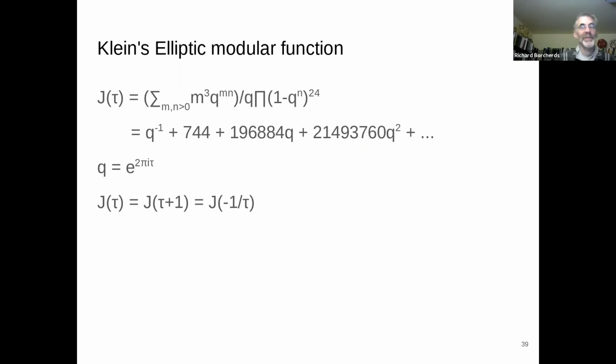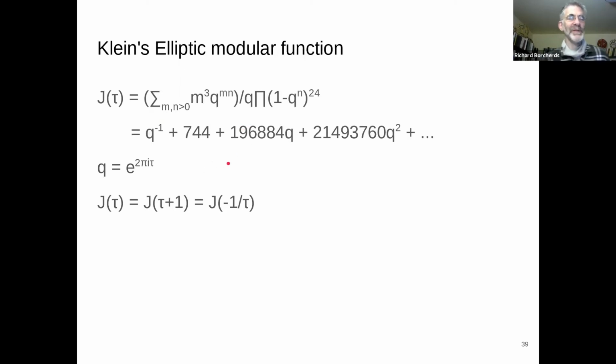But anyway, here's Klein's elliptic modular function. It looks like a really bizarre definition for a function. If you look at this definition, it looks like someone wrote it down as a sort of silly joke. You can work out its power series expansion, and it looks like this. So here's this number 196884 that appeared on John McKay's T-shirt.